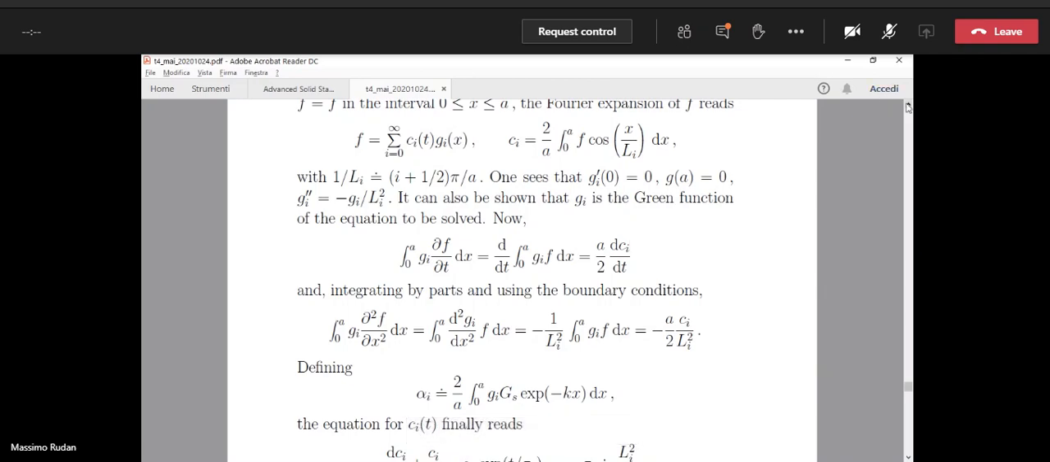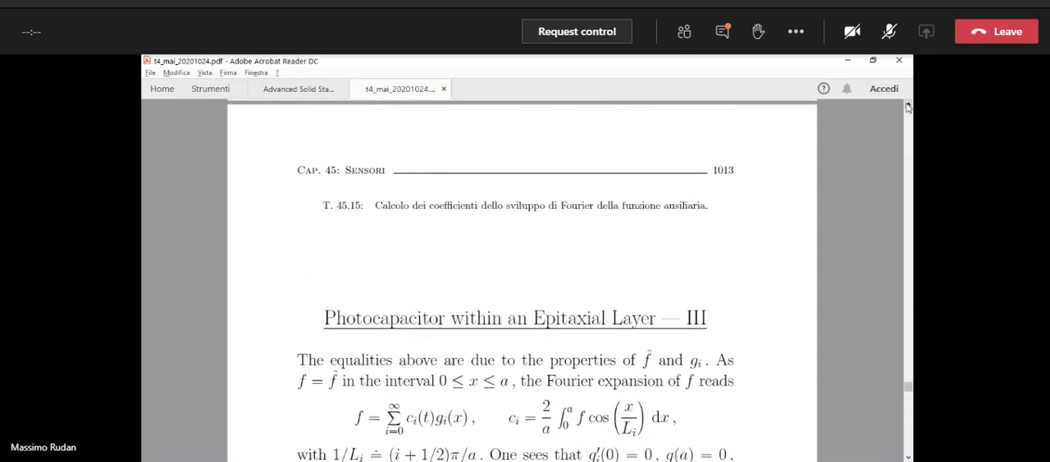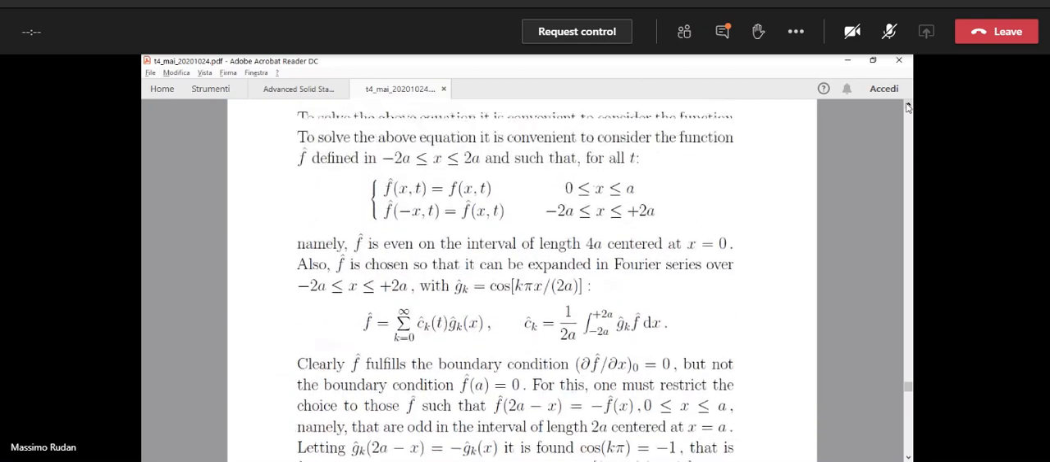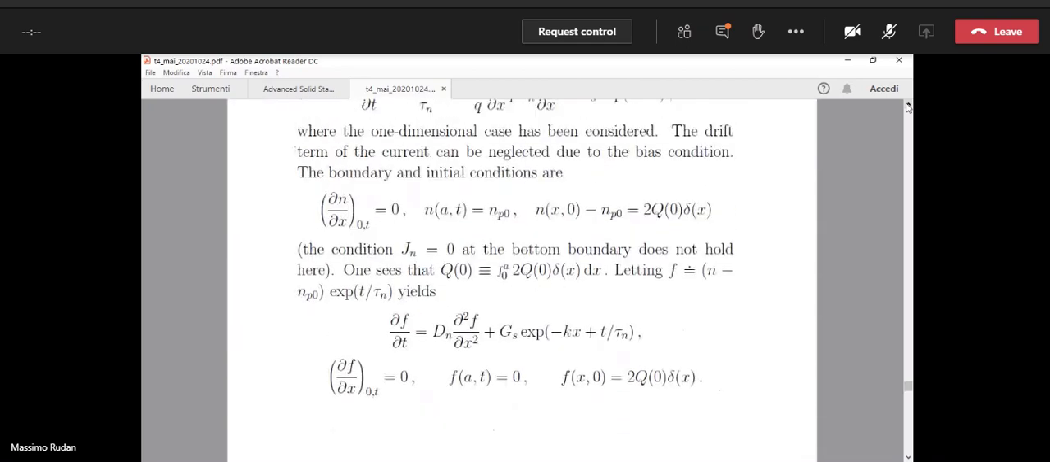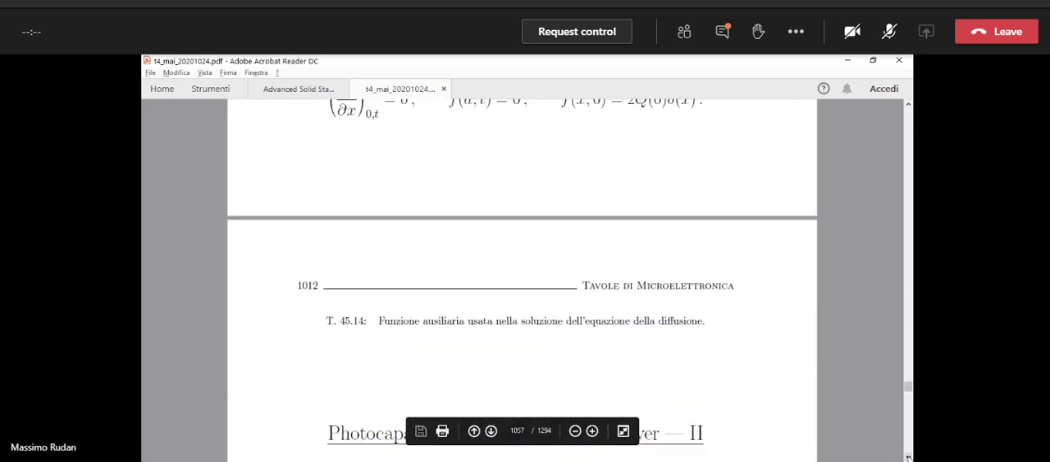And finally, we have the contribution of the optical generation. So we have to calculate an integral of this. This has no Fourier series because, of course, there is no unknown. This is given, okay? So we simply take the integral of this.